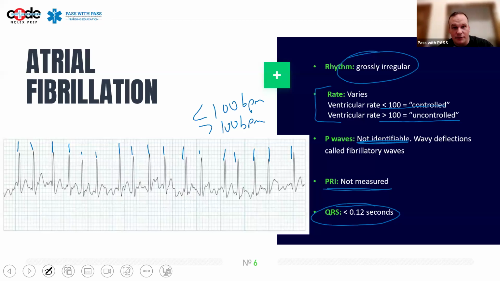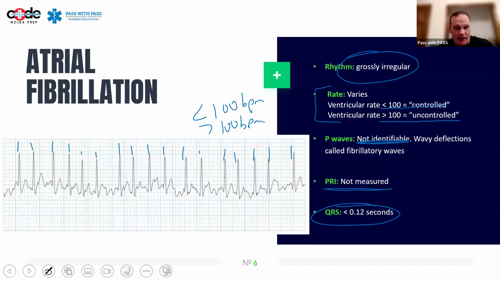We can't discern P waves, so we can't get a PR interval, and it is a narrow QRS complex rhythm. So it's less than 3 small boxes. Now with AFib with RVR, when you are going to hear that from a paramedic program perspective, we're most likely going to be talking about really fast rates. So again, higher than 150, higher than 160, maybe even into the 200s.